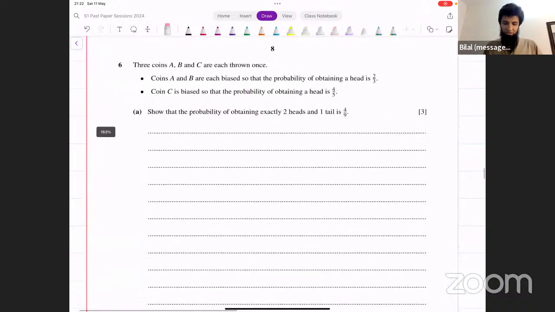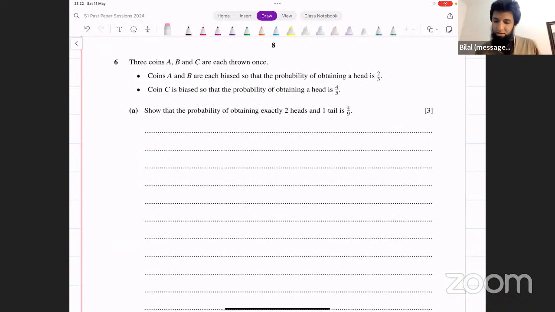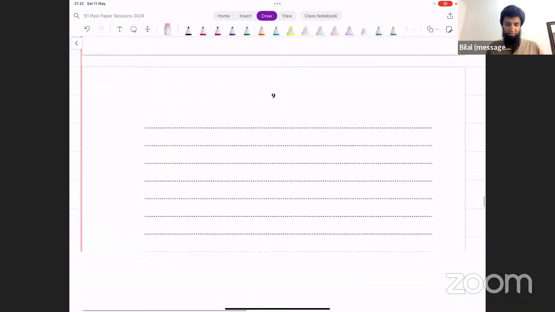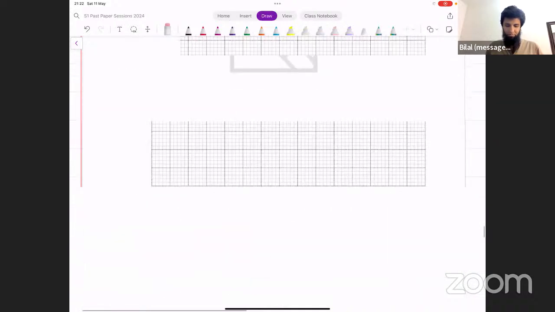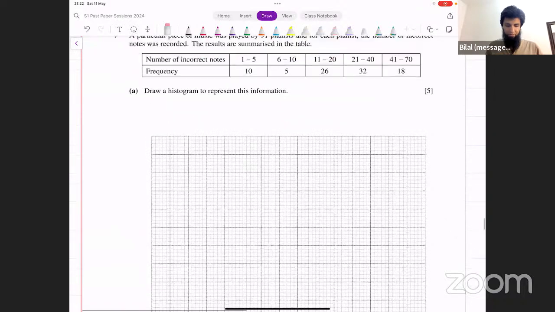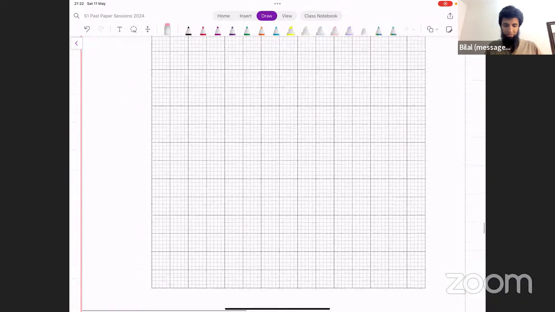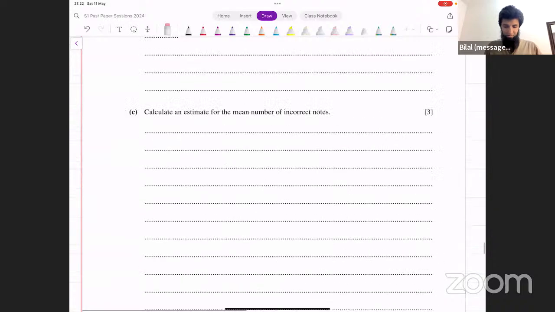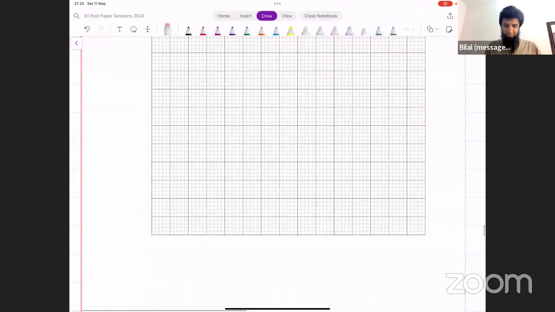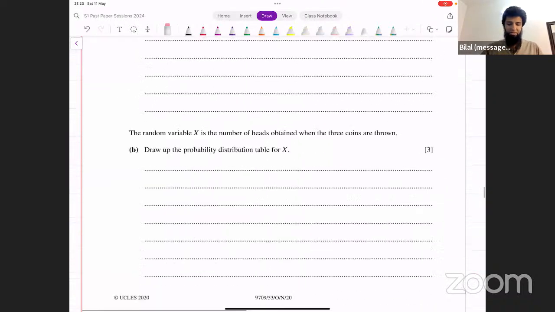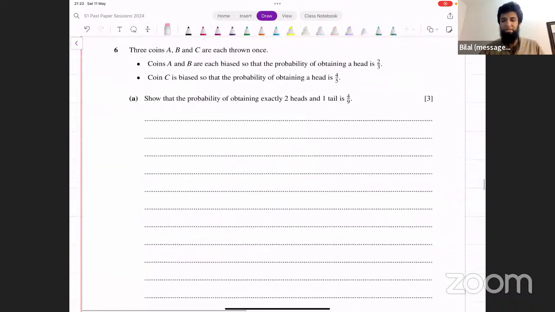Let's move on. Okay, so the next question that you guys have asked about is question number 6. Is that the last one from this paper? No. We have question number 7 after that. That's histogram. Okay, estimate for the mean number of incorrectness. Okay, all right. So 7 is easier after that. Let's just do question number 6, and then we end with this. If you don't have any other questions.